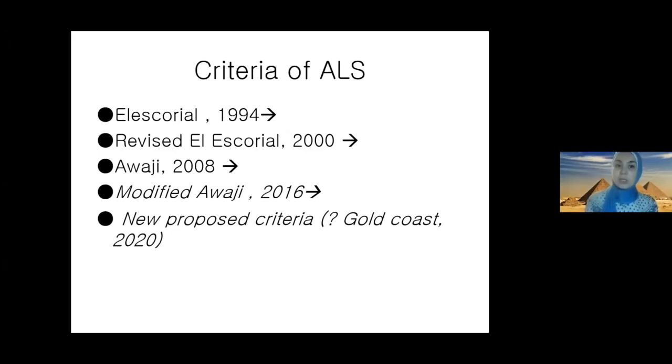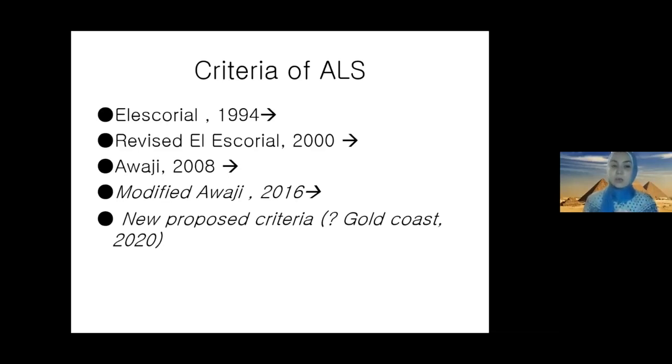El Escorial and revised El Escorial would state clinically probable and possible only based on clinical findings. But Awaji said, even if I can't see it clinically, but it's there by EMG and nerve conductions, then it's counted. I have to respect it. What did the modified Awaji in 2016 change?